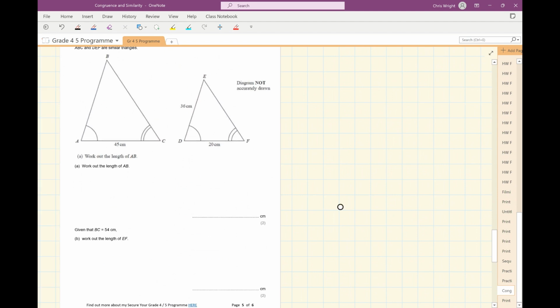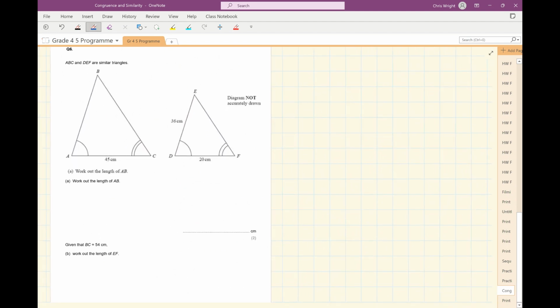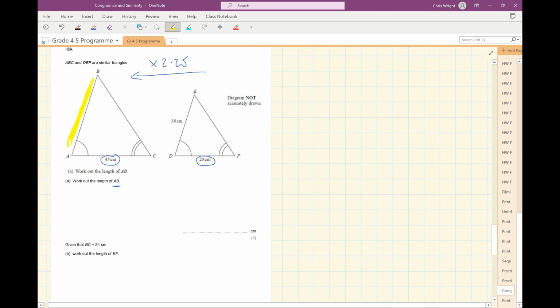Here we are. Similar triangles again. Again, I've got 20 and 45. Look, those are my corresponding sides. So I'm going to work out the scale factor from small to large. 45 divided by 20. I'm multiplying here by 2.25. The larger one is 2.25 times the smaller one. Work out the length of AB. Where's AB? Oh, AB's here. It corresponds to 36. So I'm going to do 36 multiplied by 2.25. That gives me an answer of 81.